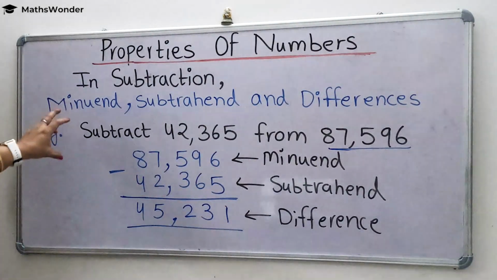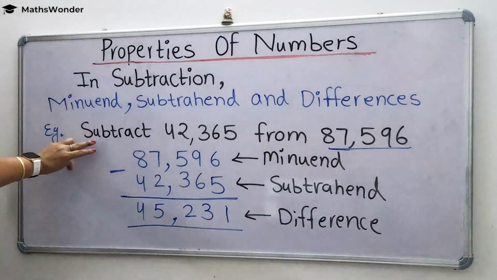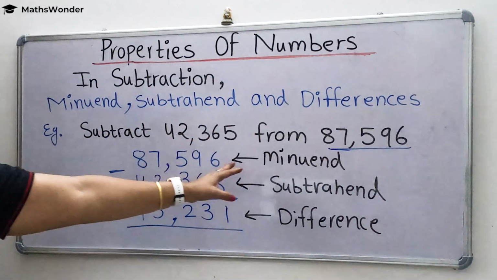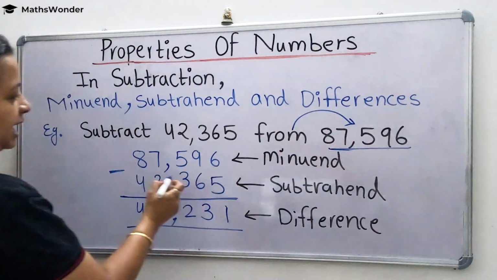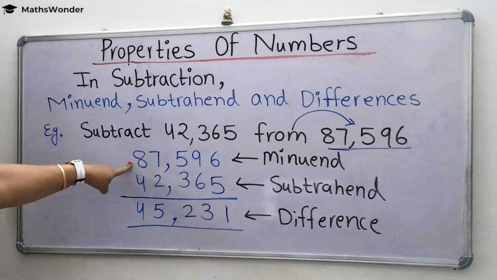Okay, so in subtraction we have three important parts: minuend, subtrahend and difference. So when you, for example, subtract 42,365 from 87,596, whenever we have the word from in the subtraction, always write the number after from first in the row, or column, whatever, but you will write it first. We are doing it column wise, so we will write it first in the column.